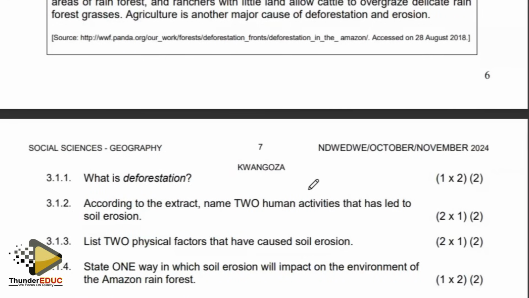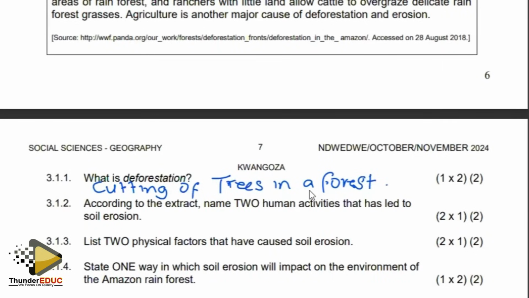Now our first question is, what is deforestation? Here you can say deforestation is the cutting down of trees in a forest. Cutting down of trees in a forest is called what? Deforestation. So according to the extract, name 2 human activities that have led to soil erosion.